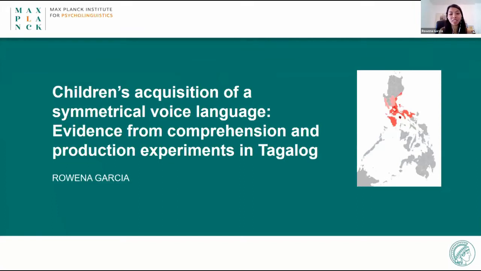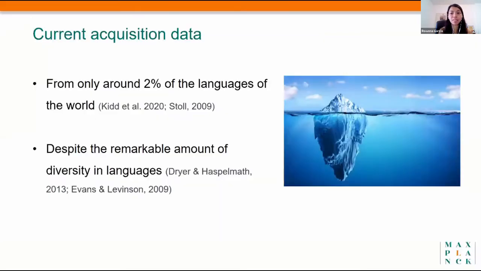Today, I will talk about children's acquisition of a symmetrical voice language. I will present our experiment on Tagalog. I use the term Tagalog here, but it is the same as the Filipino mentioned in the Talk Together presentations. Most of these projects were in collaboration with our group leader, Dr. Evan Kidd.